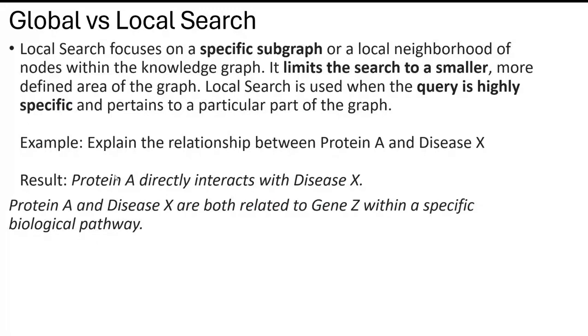So even here, the same question is asked: explain the relationship between protein A and disease X. Protein A and disease X are both related to gene Z with a specific biological pathway. So it gives you that they are related with some gene, and that is why they might be interrelated. It doesn't give the entire context of it. So that is what the local search is.